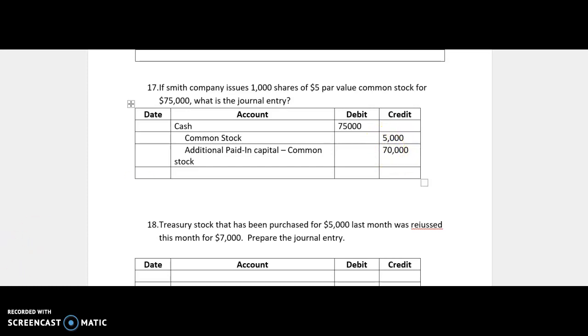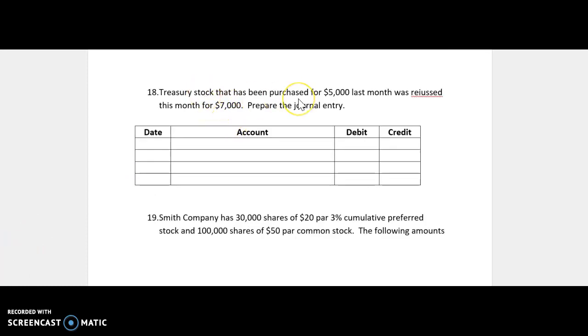the par value. Alright, so treasury stock that had been purchased for $5,000 last month was reissued this month for $7,000. So we already bought it back, and now we're going to reissue all of it. So it doesn't ask for the entry where we purchased the treasury stock. That would have been a debit to treasury stock and a credit to cash, but it wants us to do the issue where we reissued this stock.